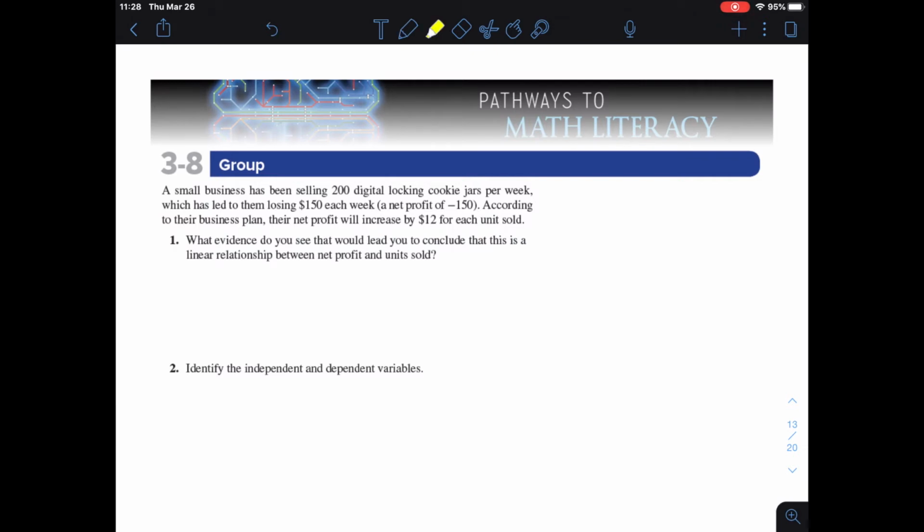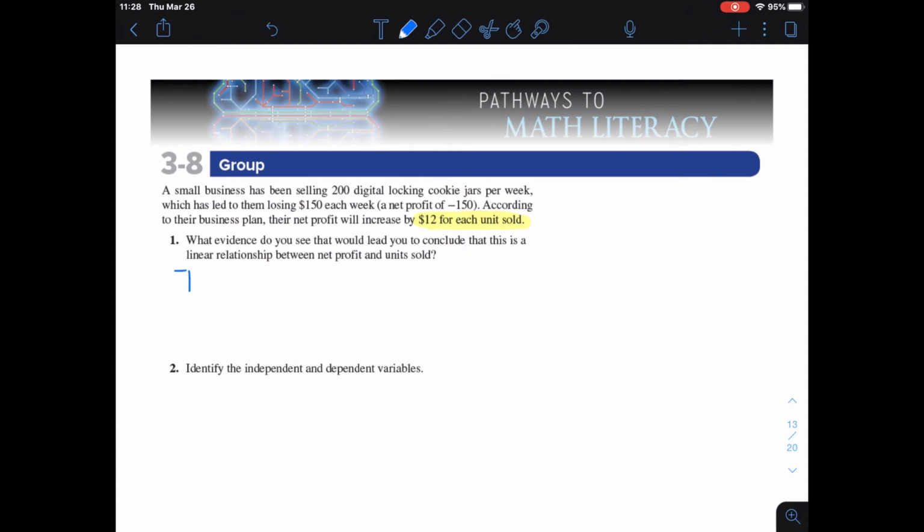So the idea is that rate of change is constant. The profit is going to increase by the same amount regardless of how many units you sell. You get $12 for each unit. It doesn't change after you've sold the 100th jar versus the 1,000th jar. They both still only give you $12 in profit. So this is our key.